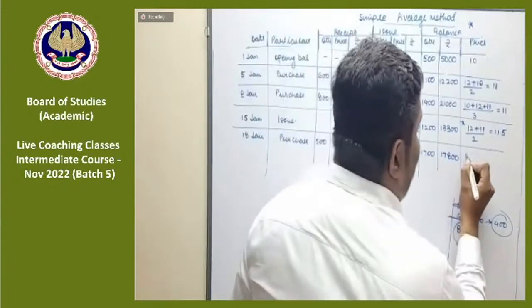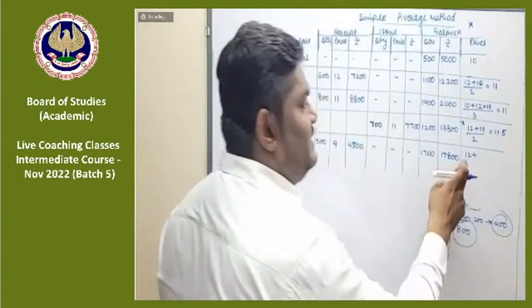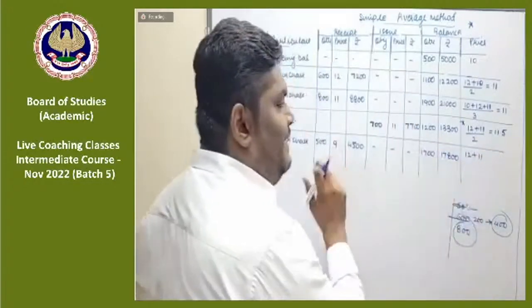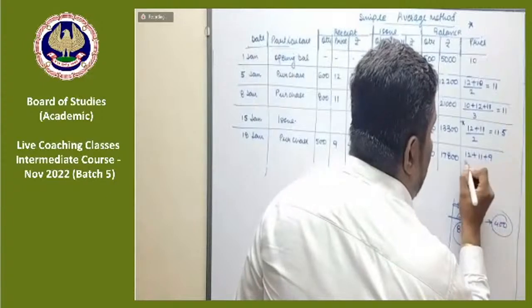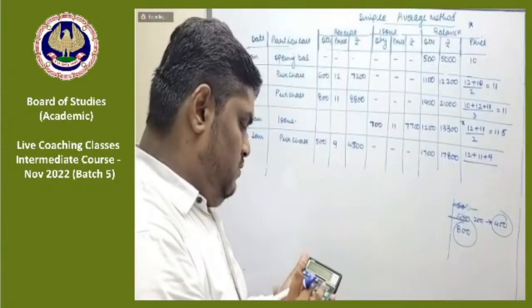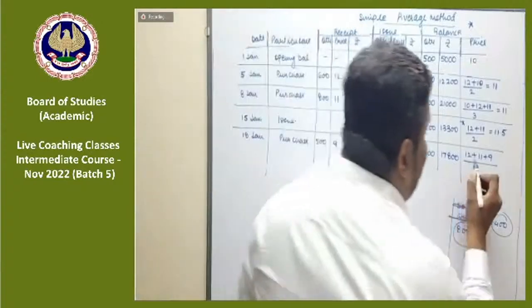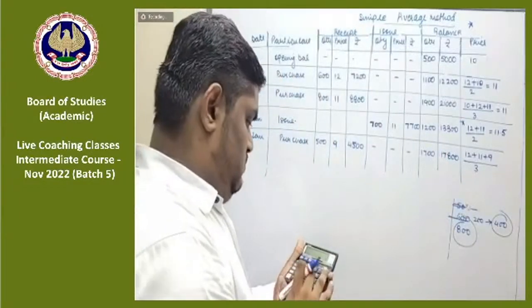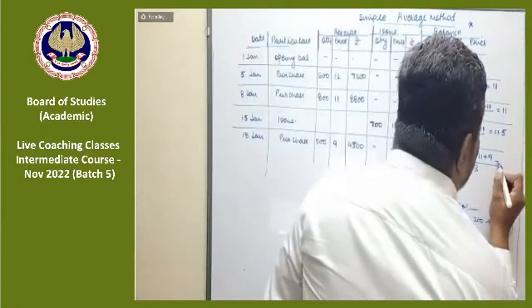Again, we have 3 lots of raw material, which were purchased at the rate 12, thereafter the 11 lot, and then the 9. So 12 plus 11 plus 9, that is 32 divided by 3. So we'll get 10.67 as the rate.